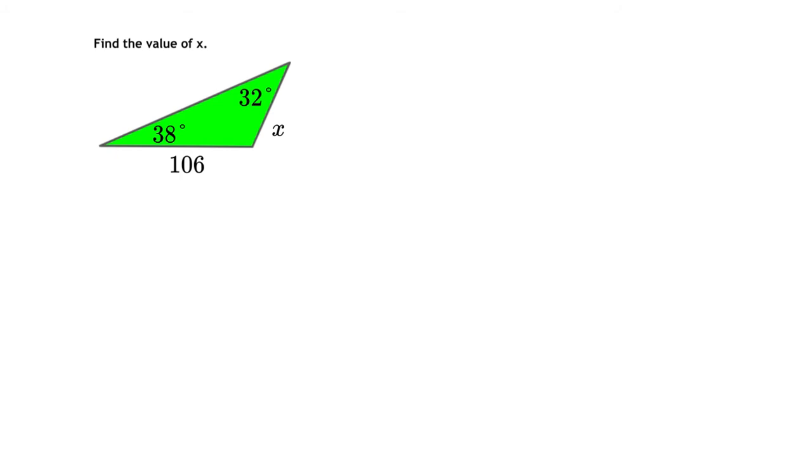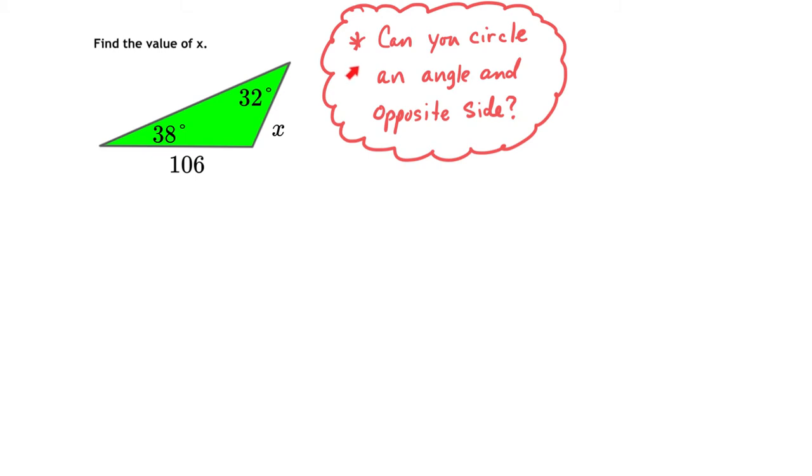If you're thinking about using law of sines, the question you want to ask yourself is, can you circle an angle and an opposite side? Well, in this picture here, you'll look carefully and notice that there's a 32 degrees and a 106 that are opposite each other. So therefore, since I'm now able to circle those two things in this triangle, I can use law of sines. But if I'm also solving for x, I want to circle its angle and opposite side as well. Those two circles are what we're going to use to form a proportion.